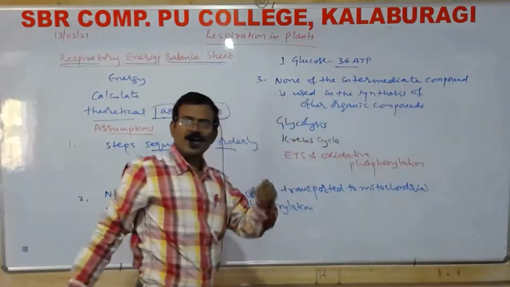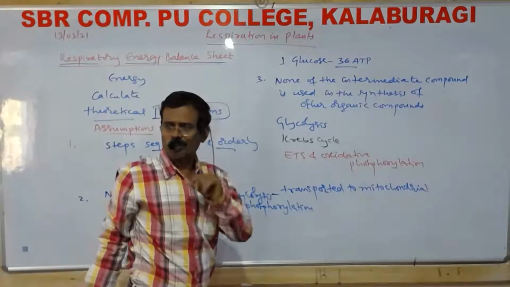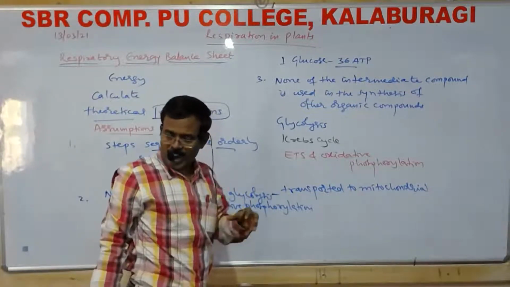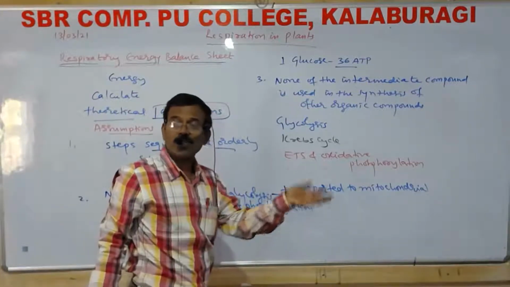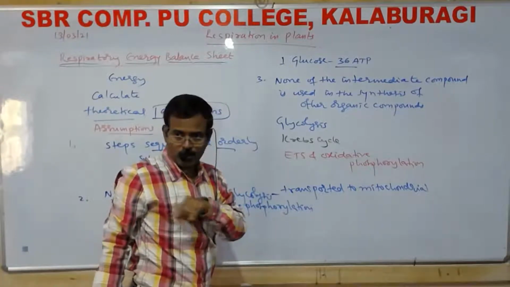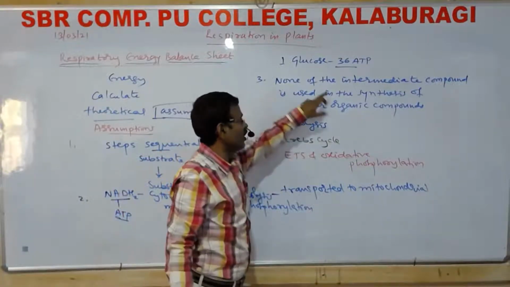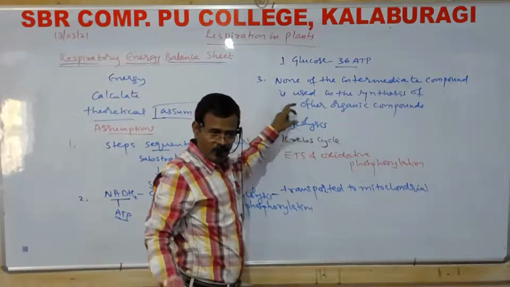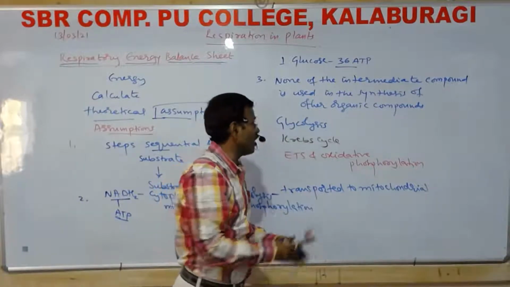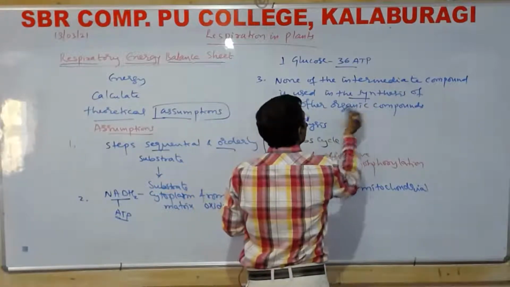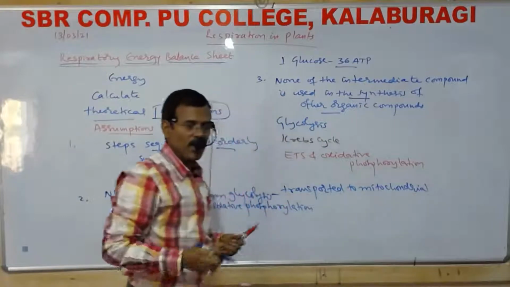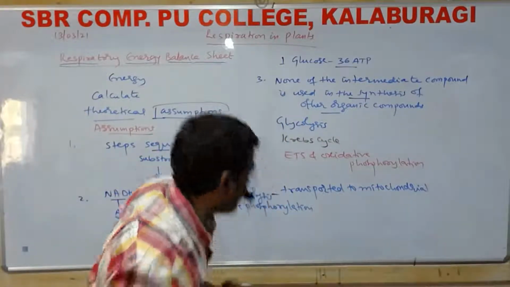So the intermediate compounds which are produced during the respiratory pathway can be utilized in the synthesis of other organic compounds. But the assumption says none of the intermediate compounds produced in the respiratory pathway is used in the synthesis of other organic compounds. So this is the third assumption.